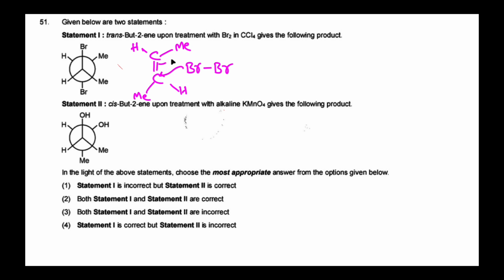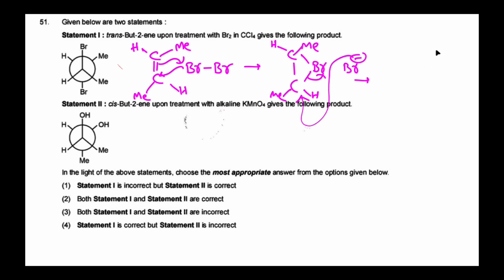So what happened here? The reaction will happen with bromine. See, Br, methyl group and H, and methyl group and H. The second bromide ion will attack, so opposite to that direction. So here the bromide ion will attack that carbon, opposite to that. So we will write this.